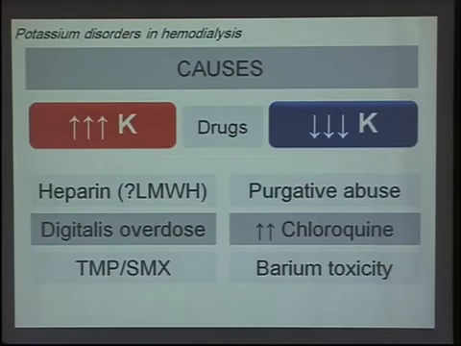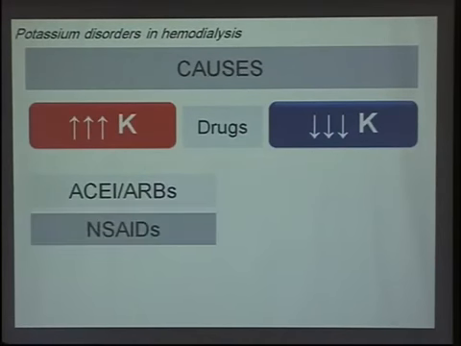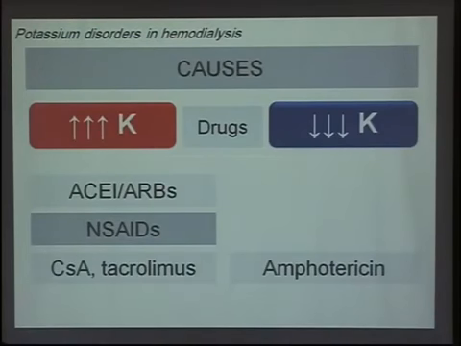Trimethoprim-sulfamethoxazole on dialysis might cause more hyperkalemia. ACE inhibitors and ARBs are a very common cause of hyperkalemia, especially on dialysis. Non-steroidal anti-inflammatory drugs, cyclosporin and tacrolimus.